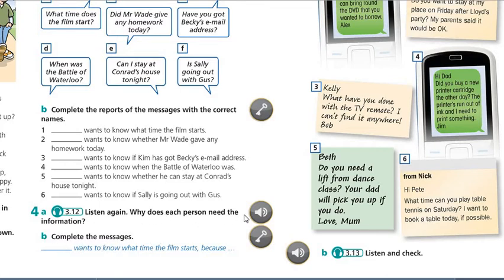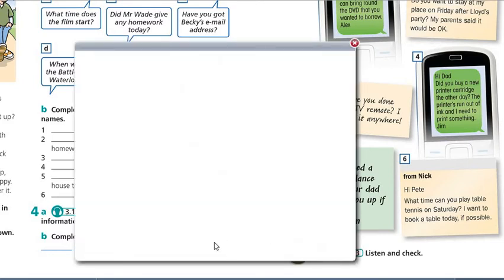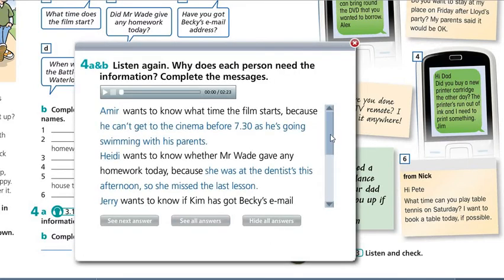Why does each person need the information? Let's look. Okay, so Amir wants to know what time the film starts because he can't get to the cinema before 7:30 and he's going swimming with his parents. Heidi wants to know whether Mr. Wade gave any homework today because she was at the dentist this afternoon, so she missed the last lesson.